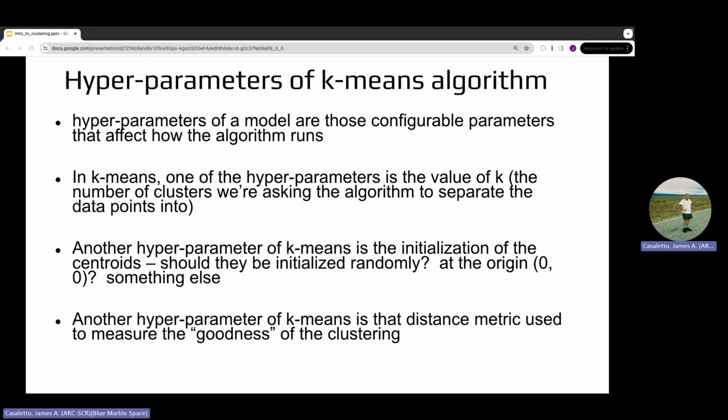So if we set k equal to 10, for example, we're asking the algorithm to find k-means, or k-centroids, which are each the centroid of a cluster with some number of data points assigned to it. There are other hyperparameters in k-means.